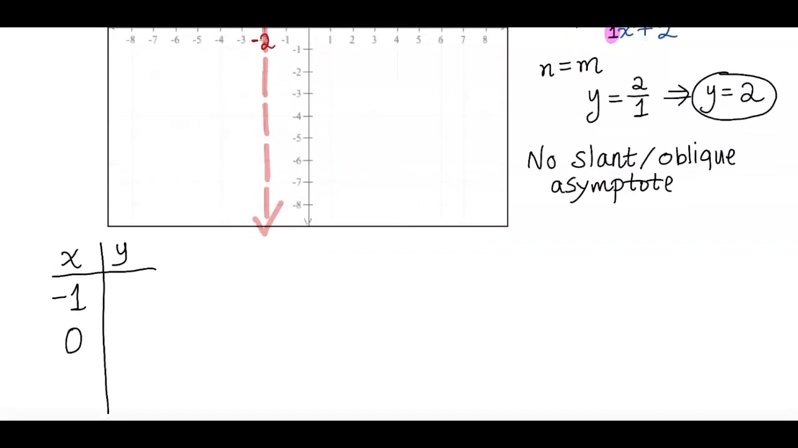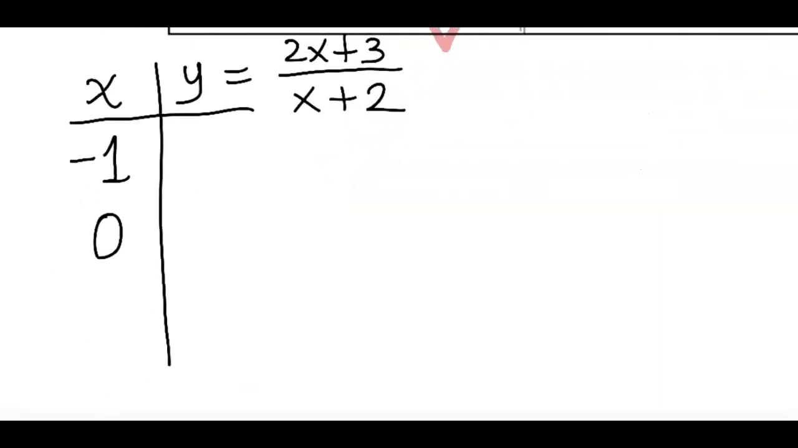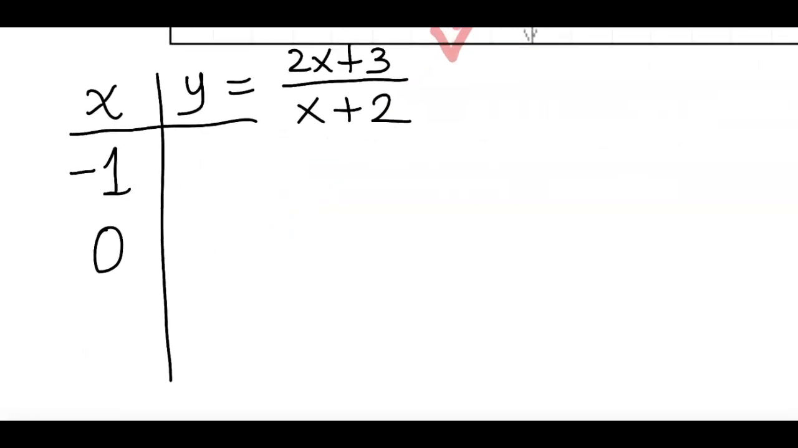And what was the function? The function was 2x plus 3 divided by x plus 2, right? And guys, if you have a graphing calculator and want to use the table of values function, that's okay, but I'll just do it the old-fashioned way. I'll plug it in, okay?